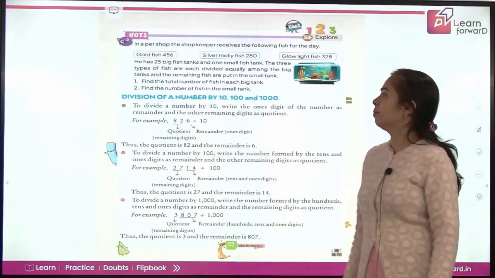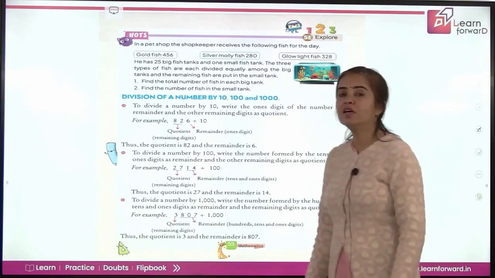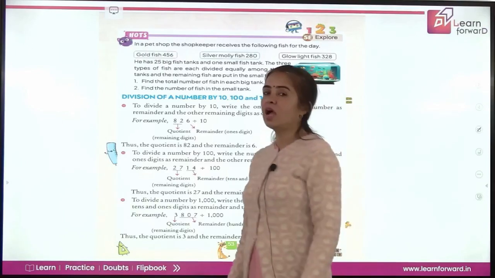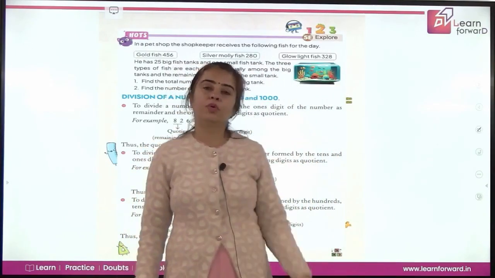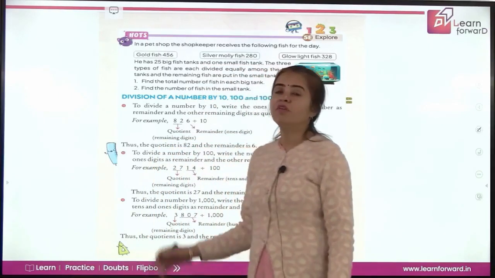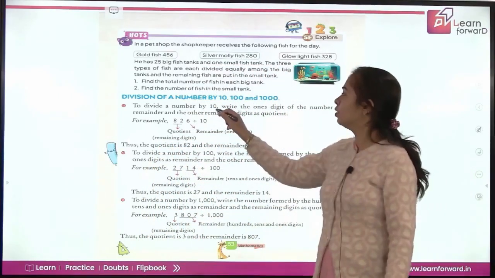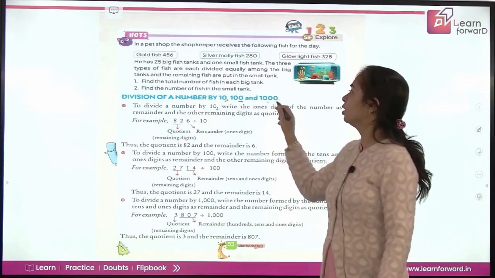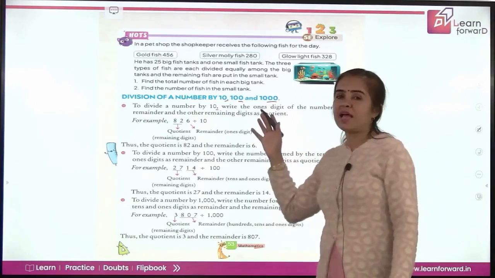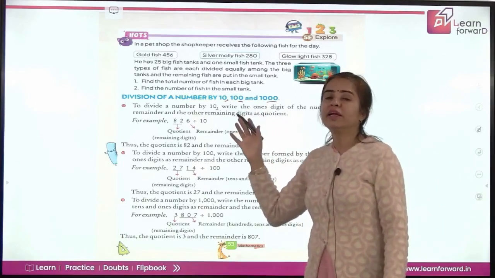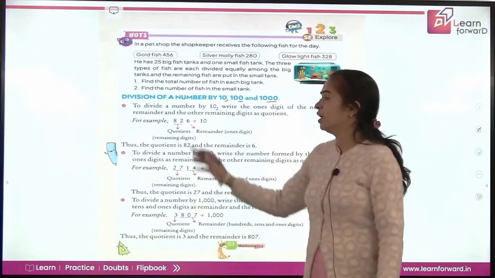Division of a number by 10, 100 and 1000. Just like we have learned multiplication by 10, 100, 1000, where we just put zeros on the product, here when you have to divide, it is so simple: just look at the number of zeros in your divisor. As many zeros as there are, that many digits you will take from your number as the remainder. How? Let's find out.